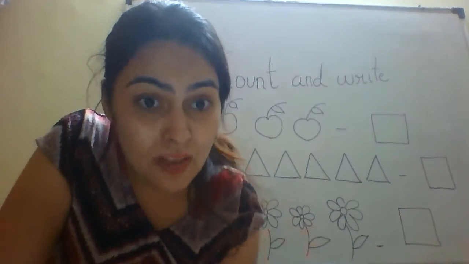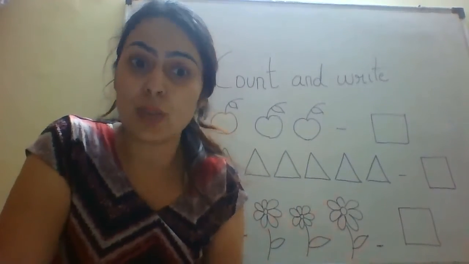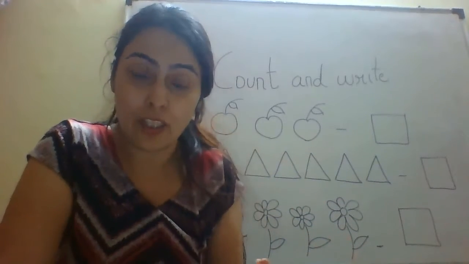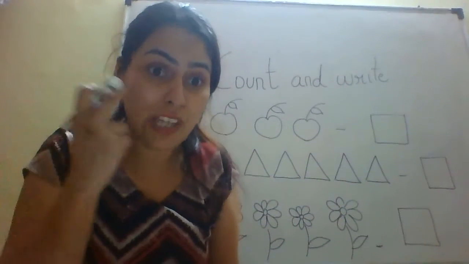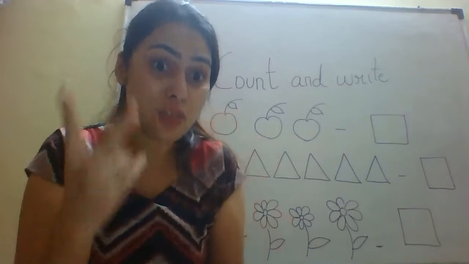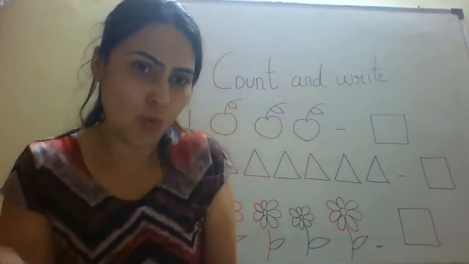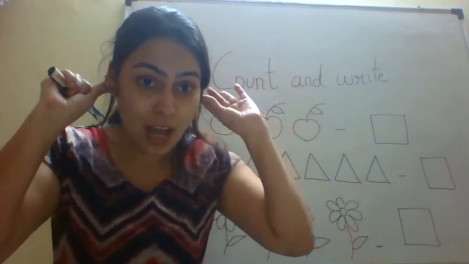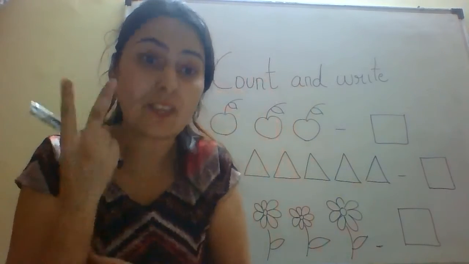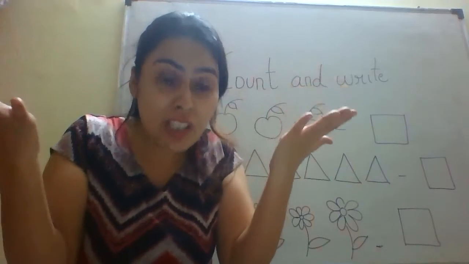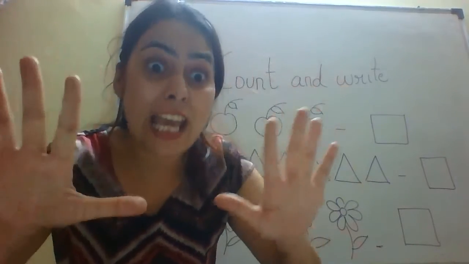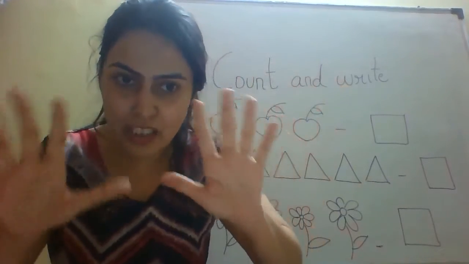You use numbers. For example, if I ask you how many eyes you have, we have 2 eyes. How many nose do you have? We have only 1 nose. How many ears do you have? We have 2 ears, right? How many fingers do we have? We have 10 fingers. So shall we count the fingers?